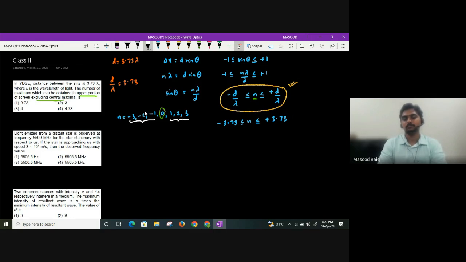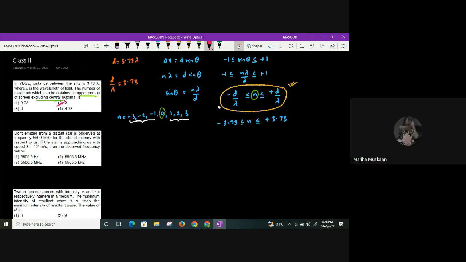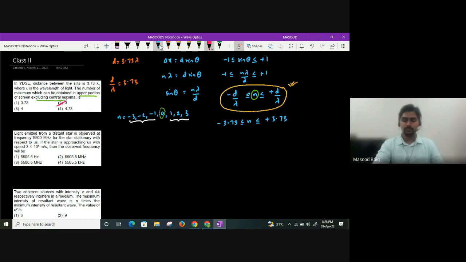Is that clear? So what is the condition to find the number of maximas? Minus d by lambda less than or equal to n less than or equal to d by lambda. Whatever integral values of n we are getting, those many maximas will be formed. Here they are not asking total maximas, guys. They are asking only those maximas which are formed on the upper portion, that too excluding central maxima. So how much will be the answer? 3 will be the answer, guys. Clear, all of you? Is that clear? Yes, sir. Right? That is the situation.